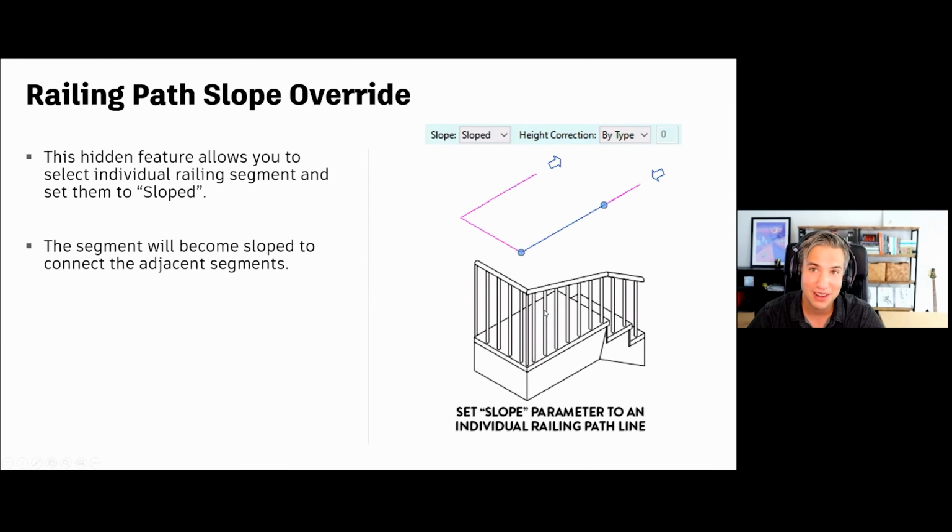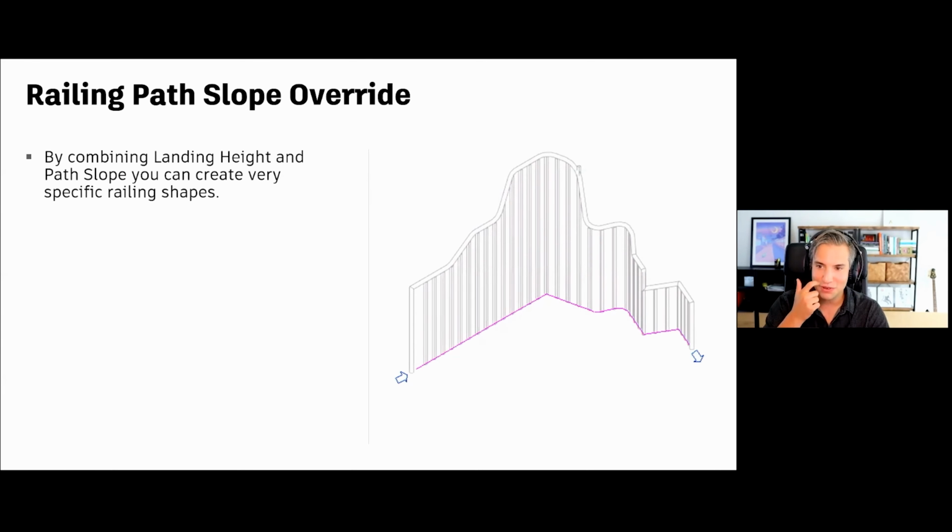There's another option most users don't know about, that is the slope override for each railing path line. In this example, we select the line over here, and in the options bar, we set it to sloped, which will create a slope between the two adjacent railing path lines. So it will link the two with a slope segment. So this railing was actually created with a single type just by messing around with multiple segments, playing around with the height correction and the slope override feature. So you can get pretty interesting results just like this.